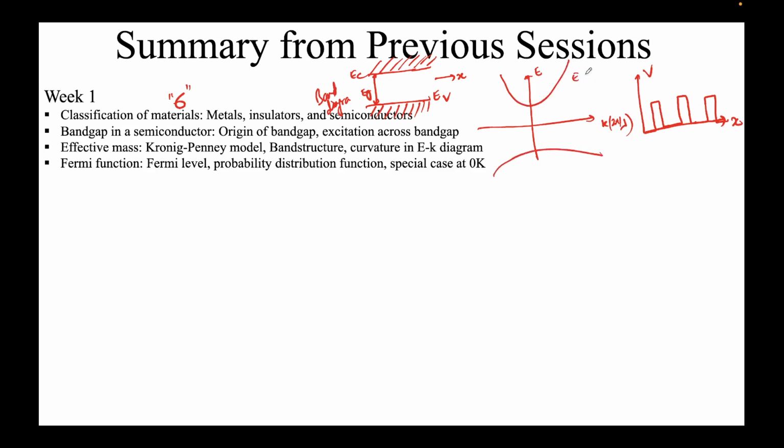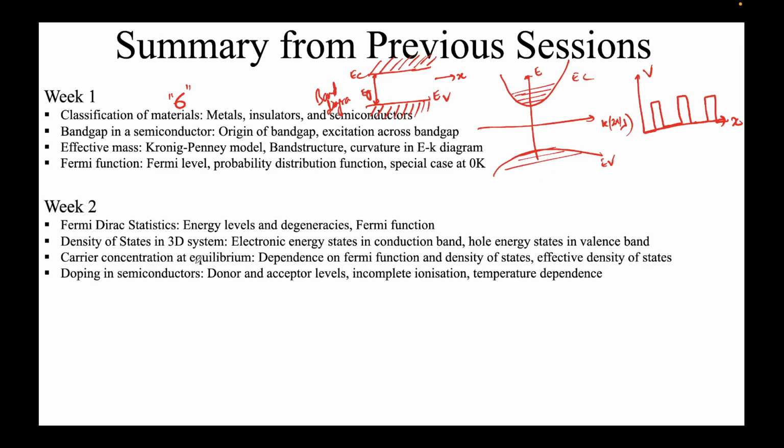So this is your conduction band, this is your valence band. Again, these are based on quantum mechanics, so there are discrete energy levels, but they are very close to each other. We can quantify these energy levels in, let's say, EC, in terms of density of states. It says that the number of energy states per unit energy per unit volume is the density of states, which in a 3D system is directly proportional to the square root of E.